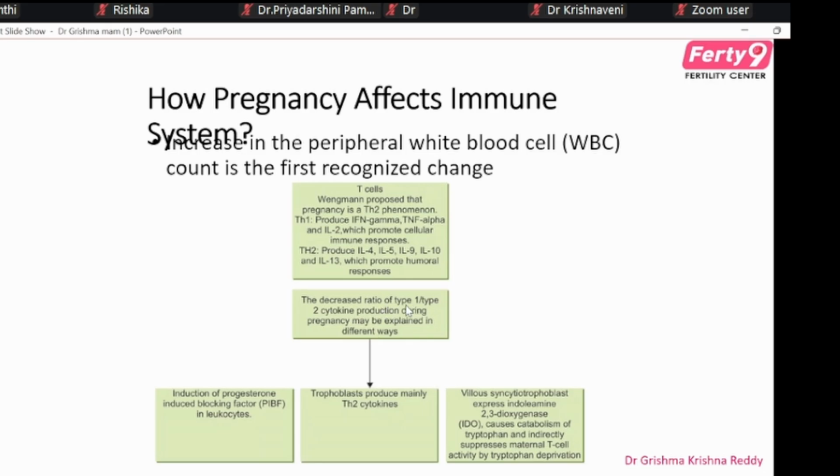What does this decreased ratio of Th1 to Th2 cytokines do? There will be induction of progesterone-induced blocking factor in leukocytes. Trophoblast produce mainly Th2 cytokines, and the villus syncytial trophoblast will express indoleamine 2,3 dioxygenase. This causes tryptophan catabolism, and this indirectly suppresses the maternal T cell activity.